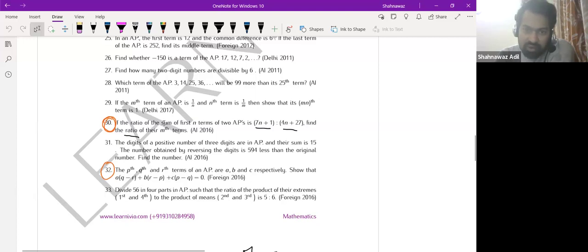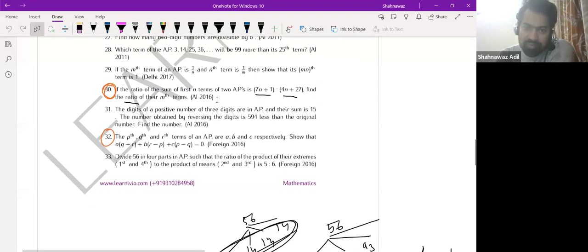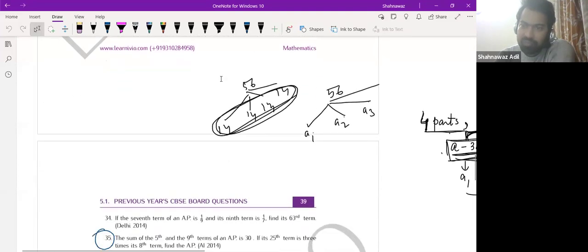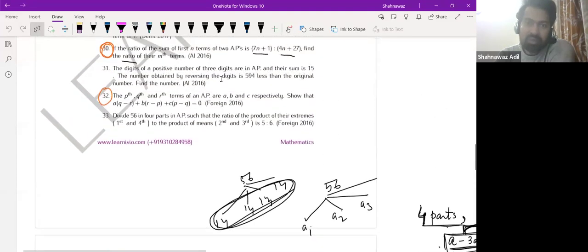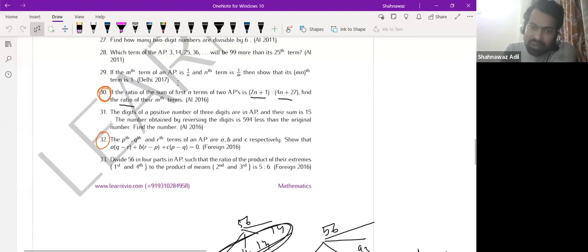The ratio of the sum of the first n terms of two APs is this one. Find the ratio of their mth terms. These kinds of questions they ask, right? So what does mth term mean? Okay, so you have asked this question, so let us do this question, right?